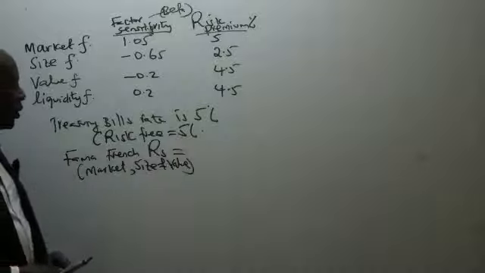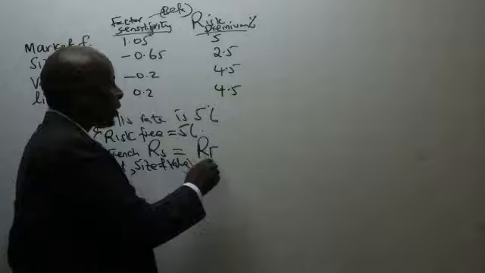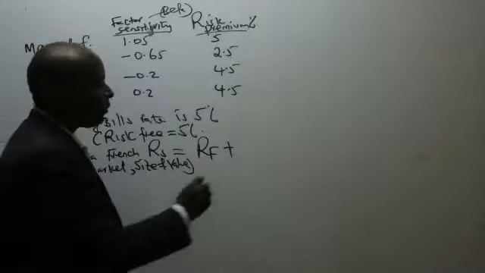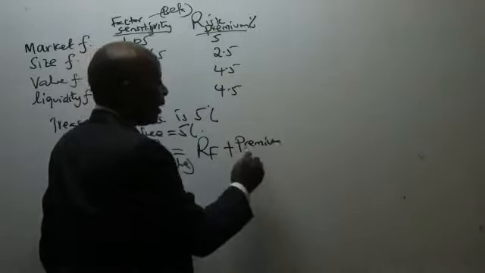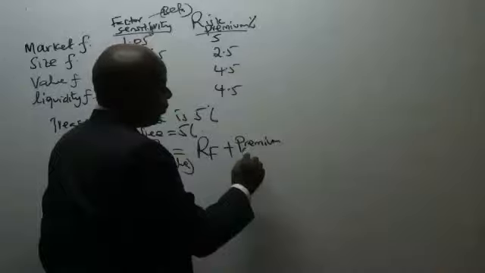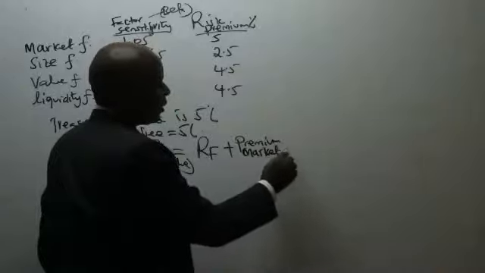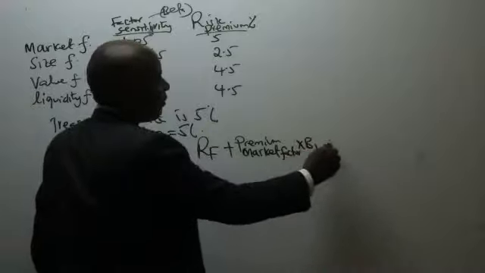So in short, ladies and gentlemen, my Fama-French returns will be equal to the risk-free rate plus the premium of the market factor times beta 1 plus.